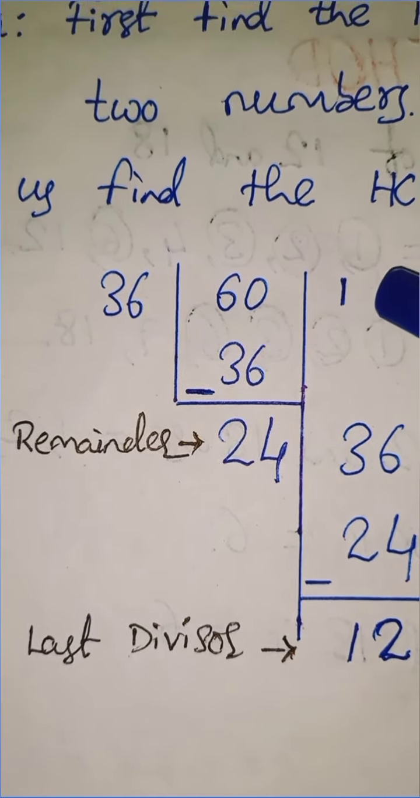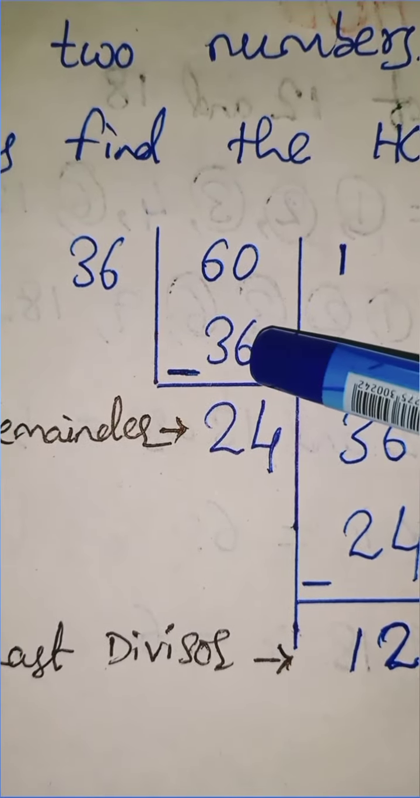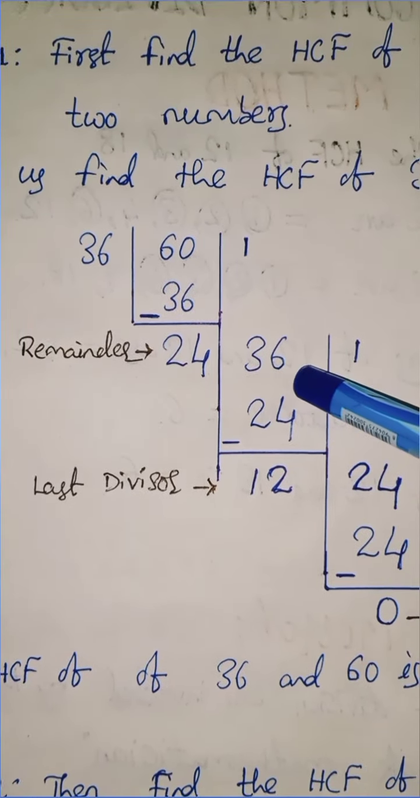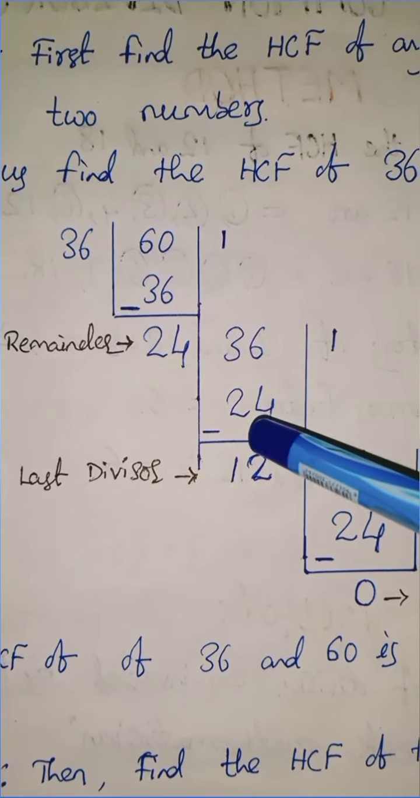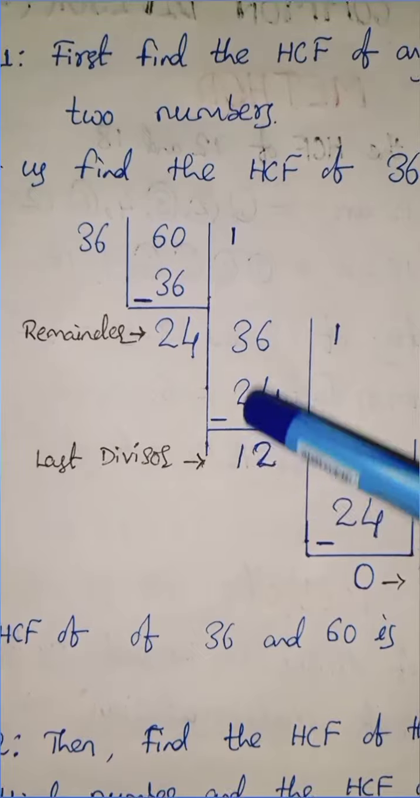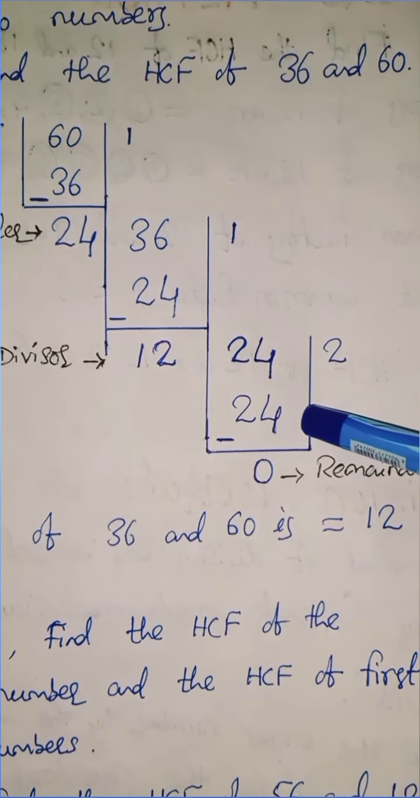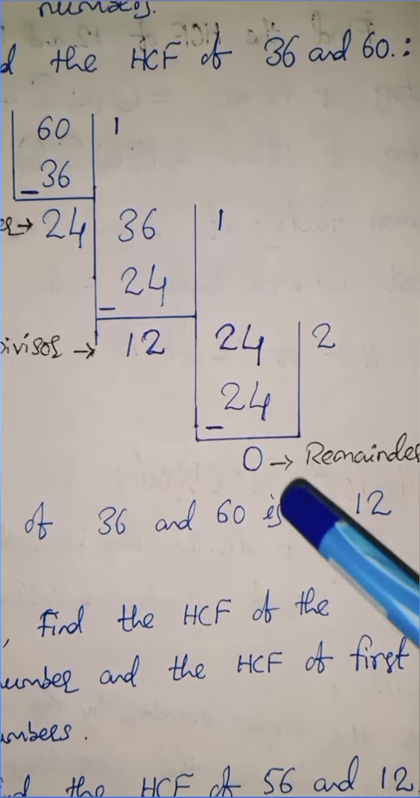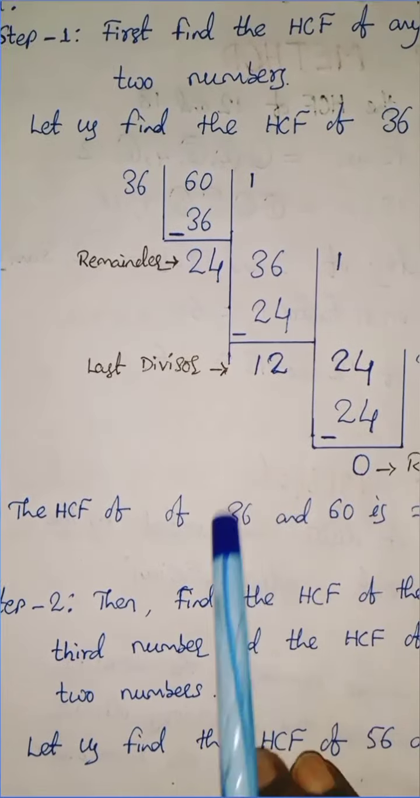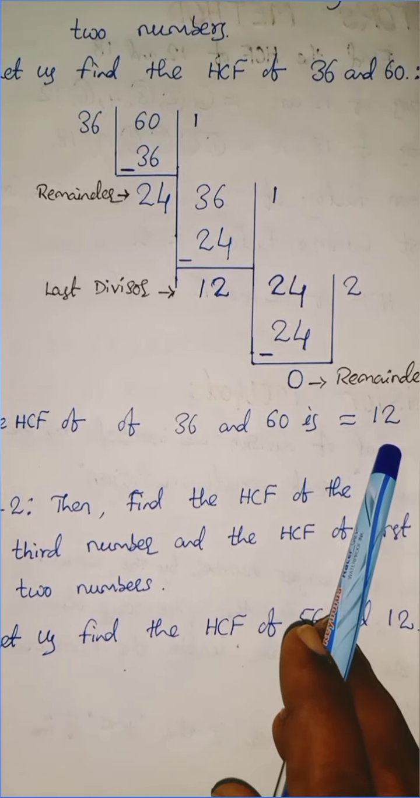36 1s are 36. Then 60 minus 36 gives 24. Now we write 36. 24 1s are 24. 36 minus 24 gives 12. Now we write 24. Then 12 2s are 24, so finally we get remainder 0. The last divisor is 12. So finally we say that the HCF of 36 and 60 is 12.